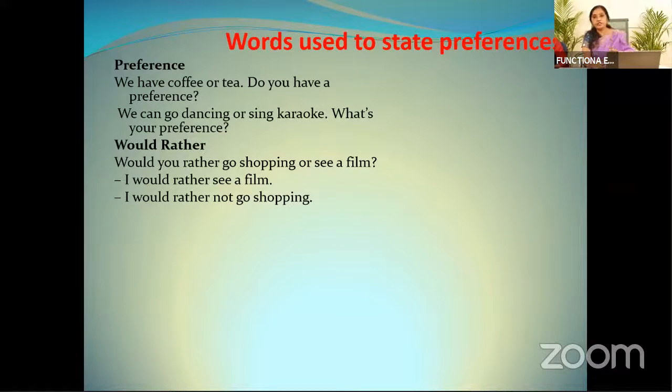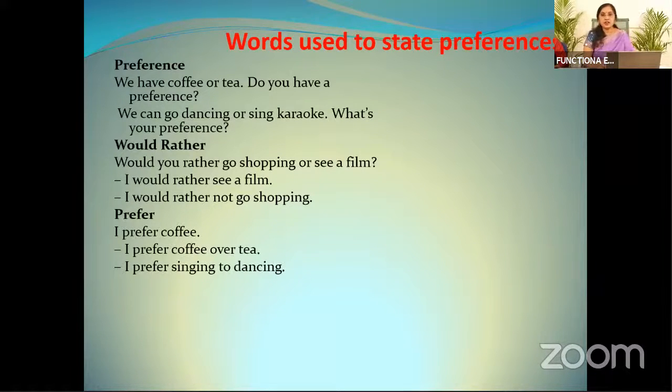There are two ways of answering it. What do you want to do? And what do you not want to do? You can answer in both ways. I would rather see a film. I would rather not go shopping. I would rather. Remember that. Preference, would rather. And the third one, straight away, the word prefer.